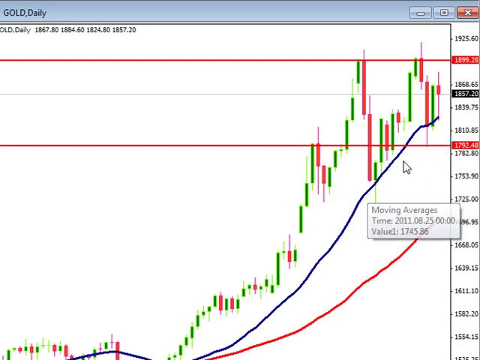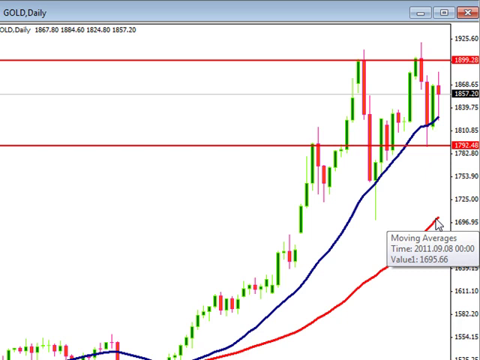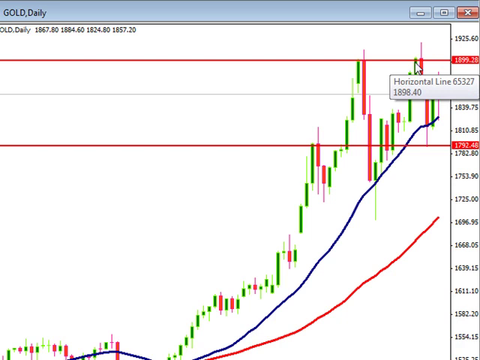Down to the downside, we will be breaking this 20 moving average, possibly heading to the 50s. So that's something to watch. And of course, if we break to the upside, possibly making new highs above 1900. Certainly, gold has been on a tear.